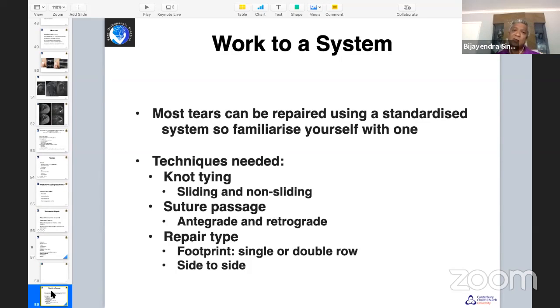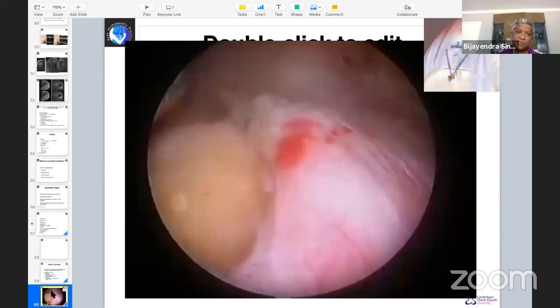The key thing is to work to a system when it comes to practical uses, although again, not so much fellowship related, but more practical, whether you tie knots, passing sutures, repair type, that's what you need to familiarize with. So there's a couple of short videos on single row and double row cuff repairs. So single row is where you put the stitches in on one only single row and attach it to the bone. I use a knotless system, so this is what the technique is.